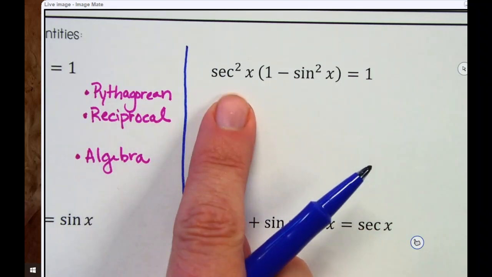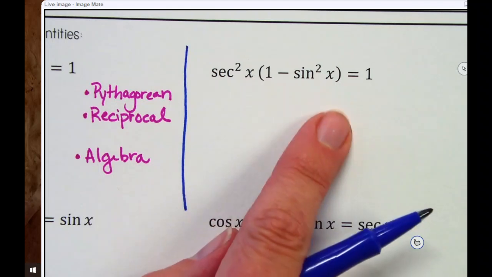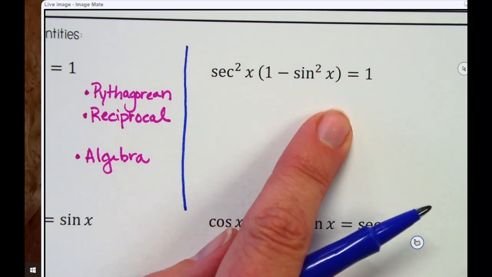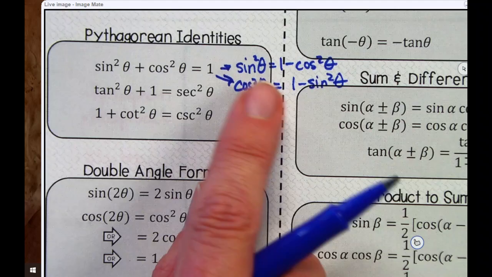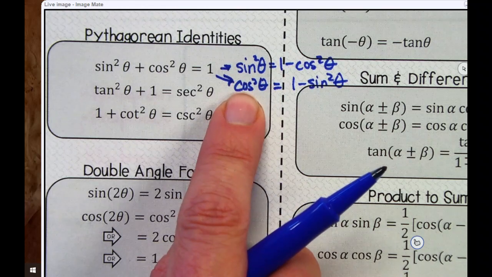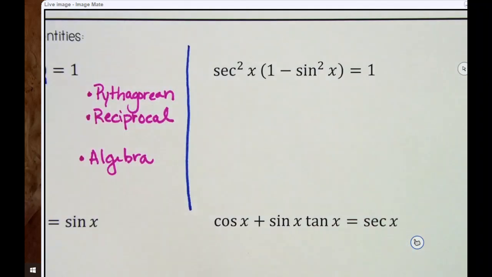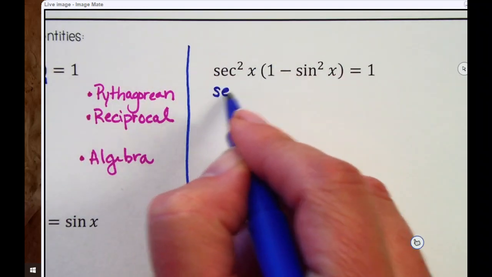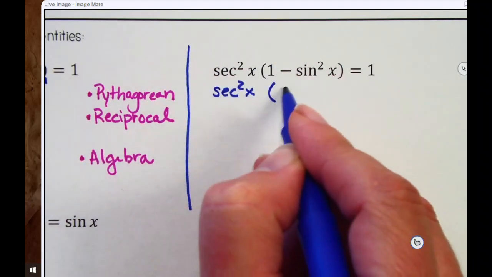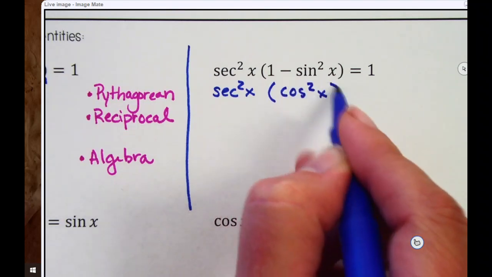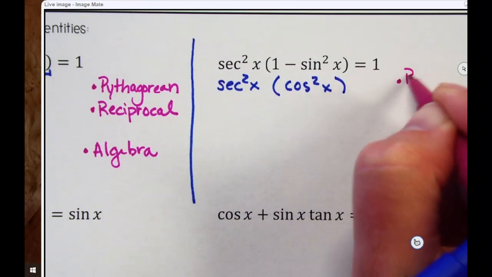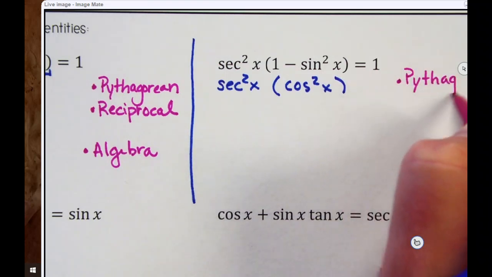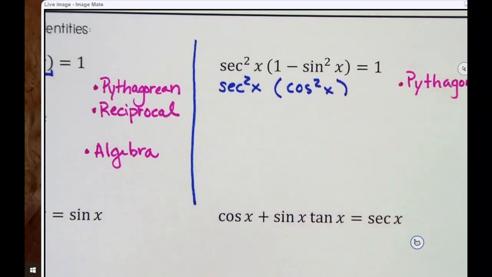Let's see. 1 minus sine squared x, what does it equal? 1 minus sine squared x equals cosine squared. So I'm going to leave this guy. That's going to equal that. What property did I just use? It came out of the Pythagorean identities.